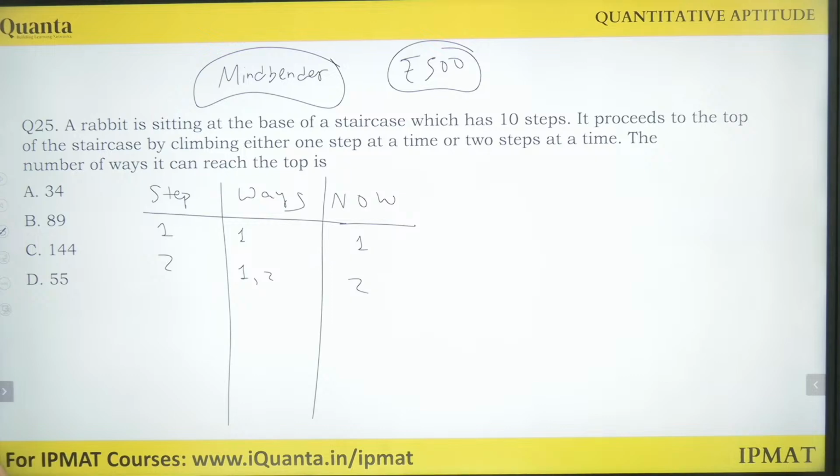NDA aspirant, you got 89 as the answer. Would you like to tell me how you got that? NDA aspirant was the first person to solve it, Rahul. And now it's on you guys, how would you prove it? Tell me the logic instantly and you'll get the cash prize.